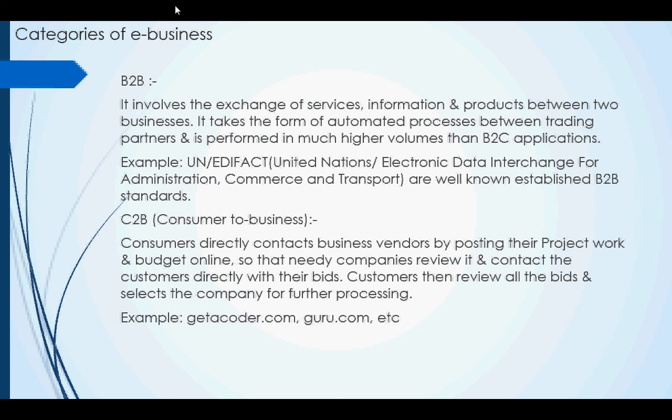Second category of e-business is customer to business. Consumers directly contact business vendors by posting their project work and budget online so that the needy companies review it and contact the customers directly with their bids. Customers then review all the bids and select the company which is suited for further processing. So there are platforms through which C2B is happening like getcoder.com, guru.com, etc.